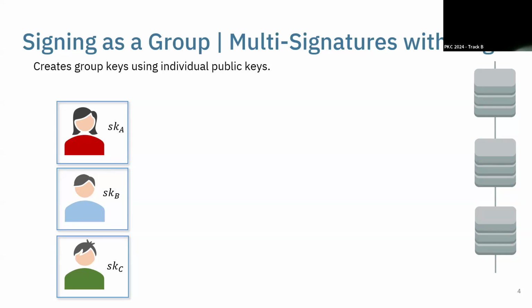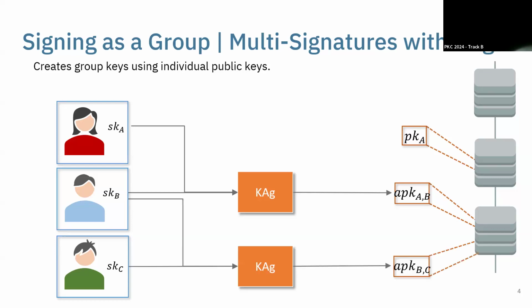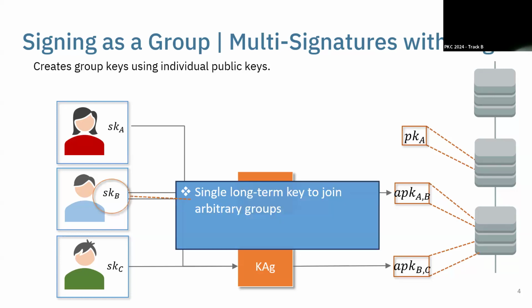In a multi-signature scheme, users just keep an individual key pair instead of generating new secret key shares for new groups. Whenever they want to form a group, they just run a key aggregation algorithm that takes the individual public keys as input and outputs a group public key. Here, Alice and Bob can just create an aggregated group public key as APK_AB. And this can be repeated without needing to create a new secret key. The nice part is that we still have the long-term secret key, and we can form groups, even in a restricted threshold setting.